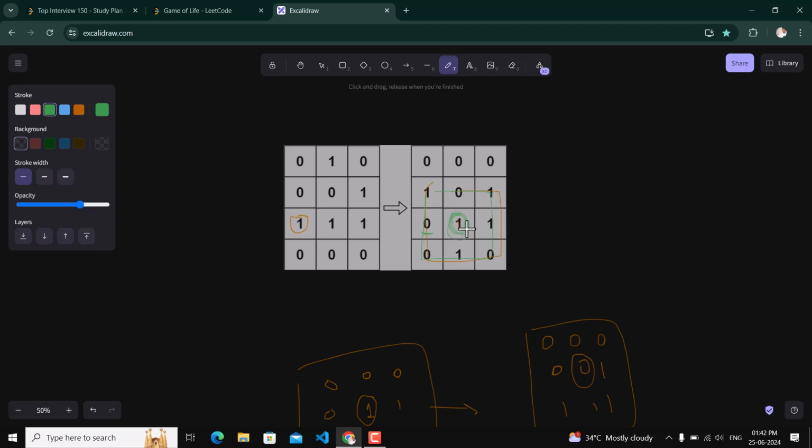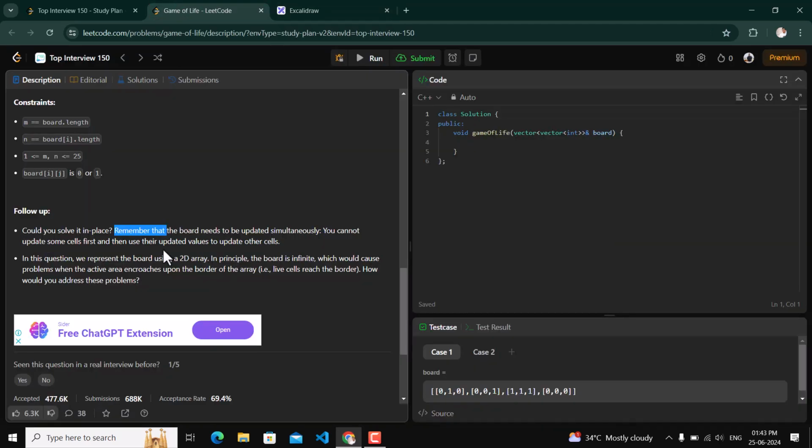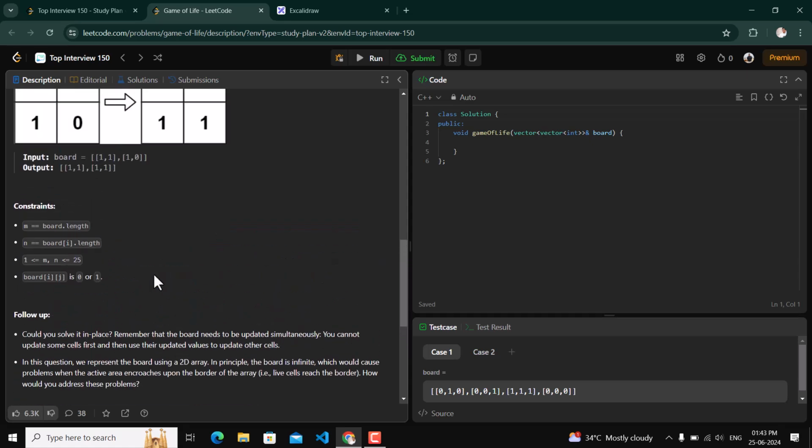We are calculating for this cell, then for its neighbors we don't have to use their new values, we have to use those neighbors' previous values. So this is only given. You cannot update some cell first and then use its updated value to update another cell. So this is basically given in the follow-up. And what else is given?